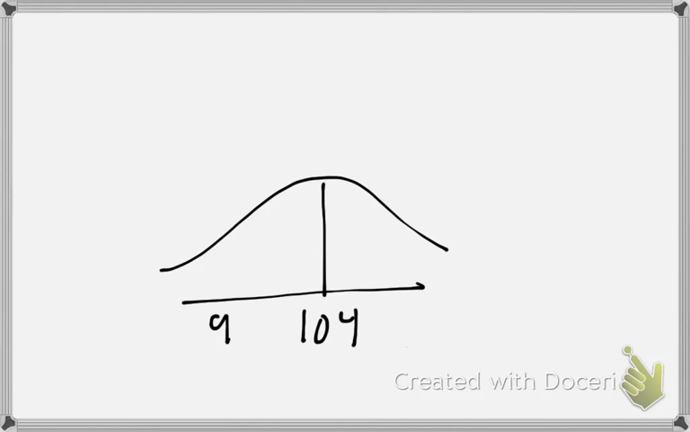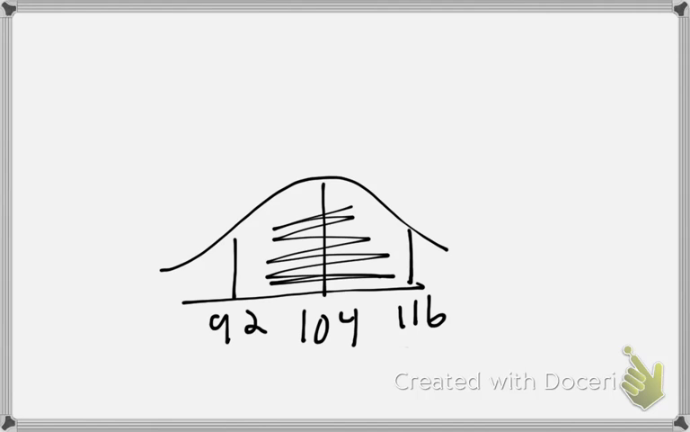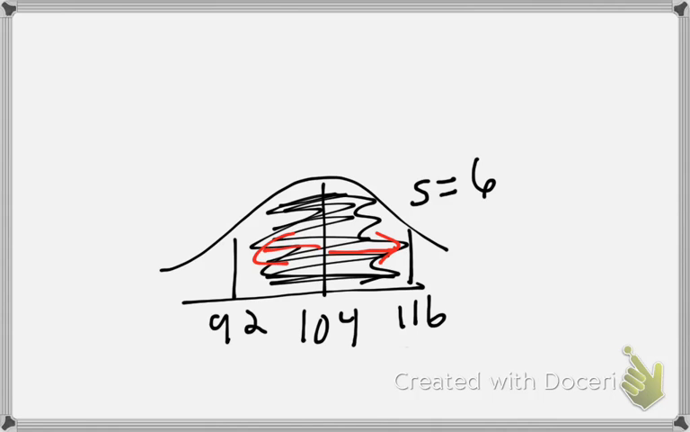And we want to know 92 to 116. What percent of eruptions last between 92 and 116 seconds. Well, we happen to know that the standard deviation is 6. So you really want to think about how many standard deviations away from the mean are you? Are you plus 2 sigma, plus 3 sigma, right? So 104 plus 6 would bring us to 110, and then plus another 6 would bring us to 116. So we're plus 2 sigma, 2 standard deviations above the mean. Here we're minus 2 sigma, 2 standard deviations below the mean.